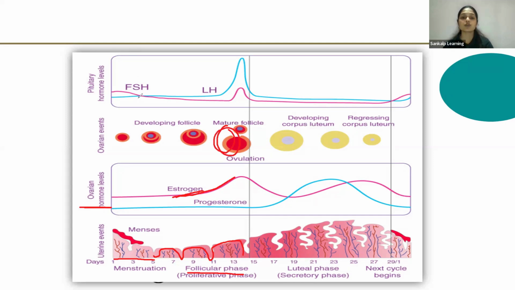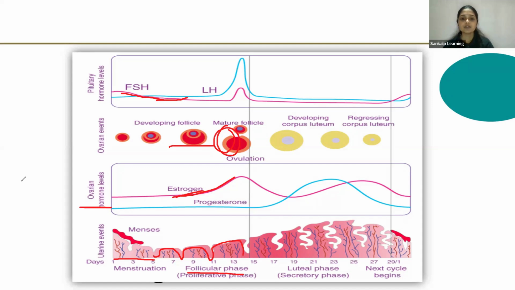That is because of the pituitary hormones. The pituitary hormones released during the follicular phase, that is FSH and LH, stimulate the development of the follicles, and these developing follicles also release hormones, like estrogen. So these are the hormonal changes that occur during the follicular phase.